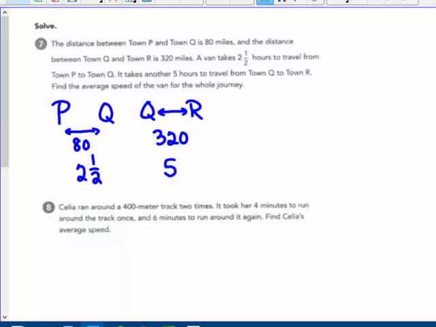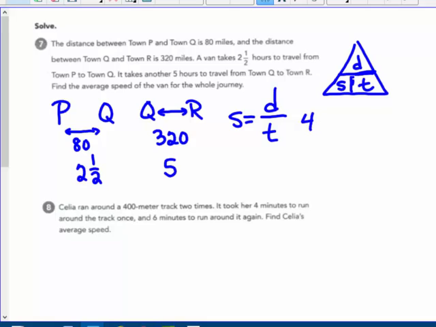Find the average speed. So we've got to get our total distance divided by our total time to get our average speed. Remember our triangle. Now we're solving for speed, which is equal to distance divided by time. So speed is equal to total distance divided by total time. Well, my total distance, 80 plus 320, is 400, and my total time is 7.5. 400 divided by 7.5 gives me 53.333333, or I'm going to change it to the fraction 1/3.